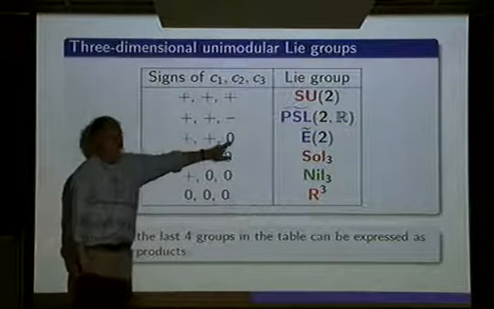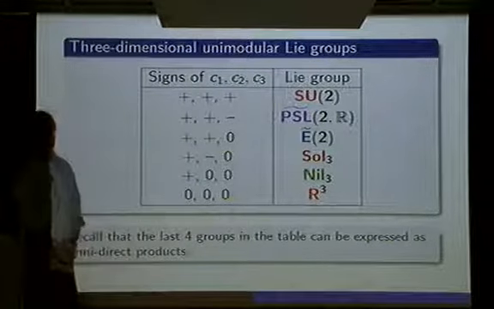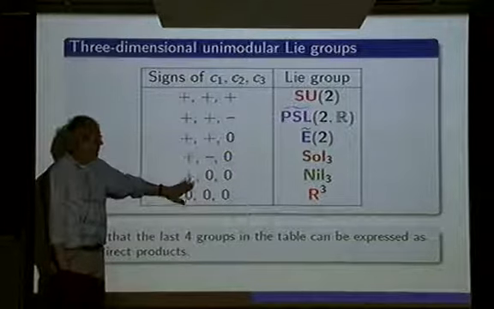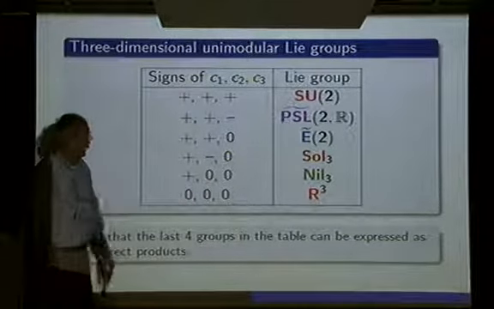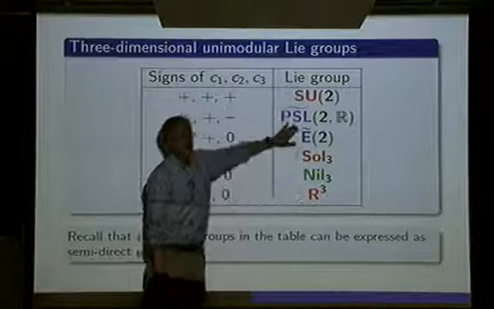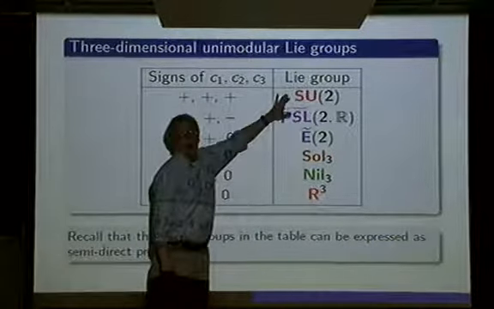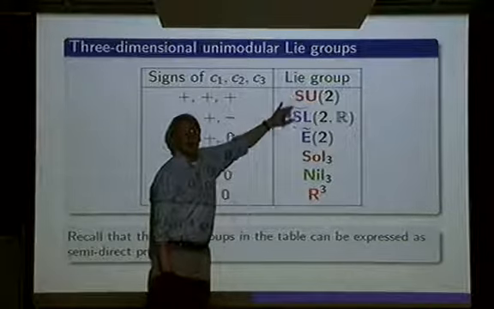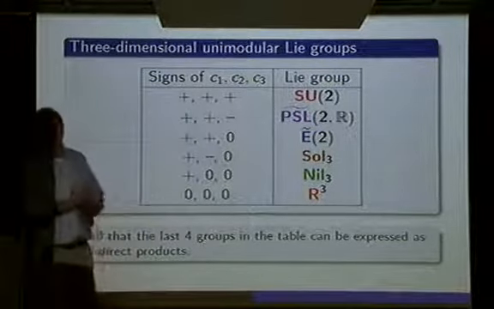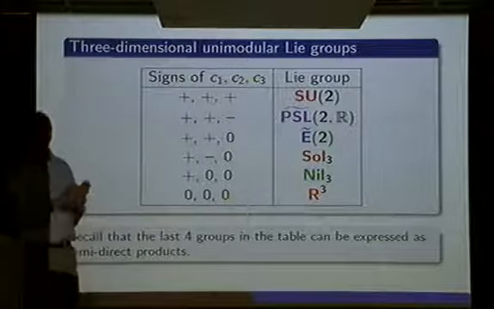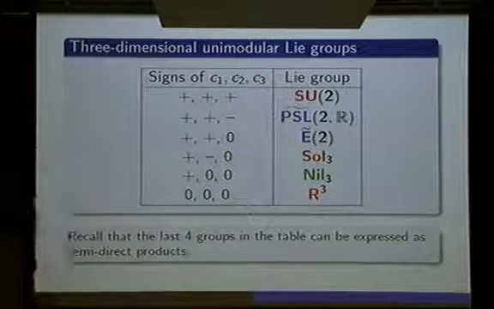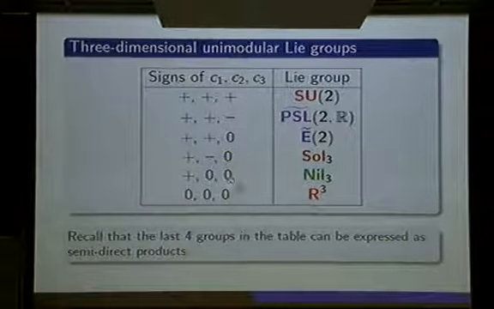Plus plus 0, we already saw that before, E2 tilde, that's a semi-direct product. We have Sol with plus minus 0, we have nil, and we have R3. So notice that all of these groups are semi-direct products. These are the ones that aren't. These are the ones that are a little more complicated to deal with as far as listing all properties and things like that. Semi-direct products are very simple to deal with. Okay, so there's our classification of that.